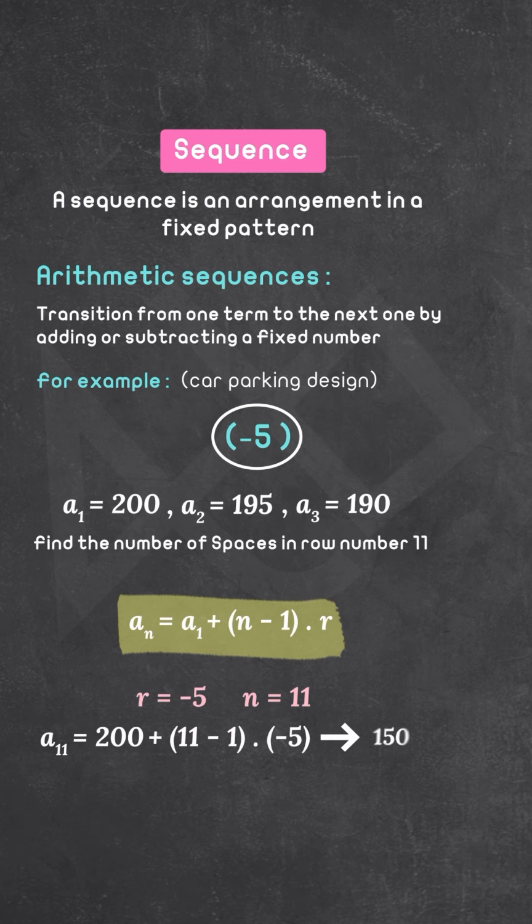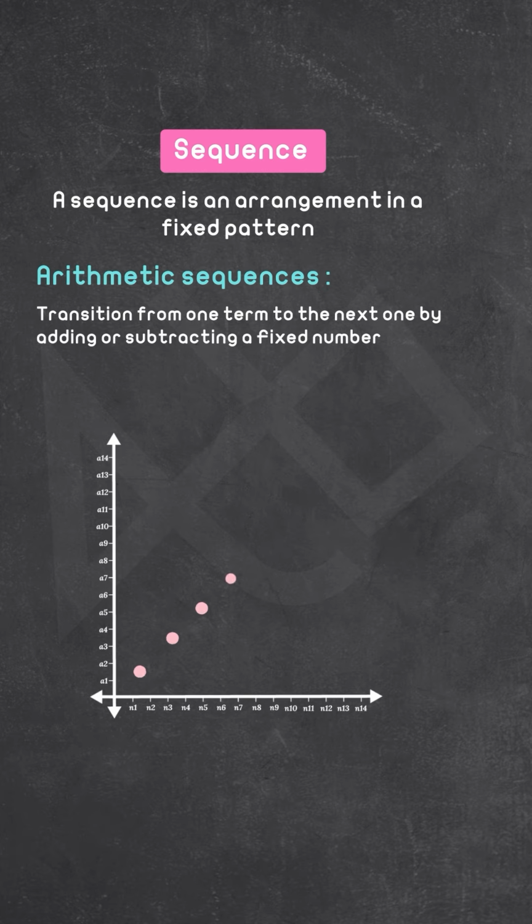And get the result. Notice how this concept is similar to functions. Substituting n is like substituting x, which is the domain, and the result is like y or f of x. In fact, sequences are really functions where the domain is the natural numbers and the range is the result, in this case, the number of parking spaces in each row. This is a simple explanation of arithmetic sequences. In the next lesson, we will talk about geometric sequences.